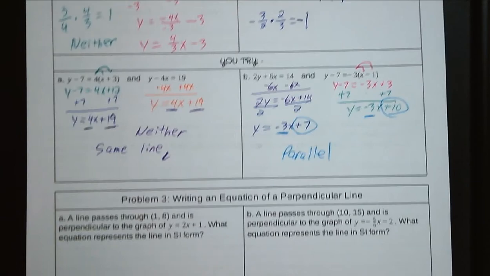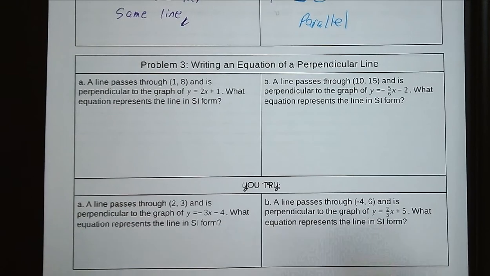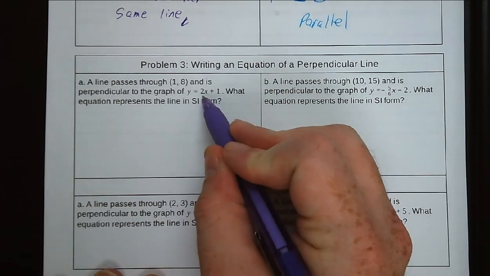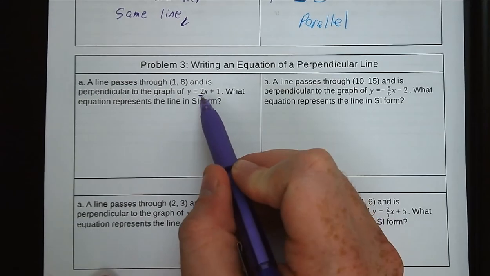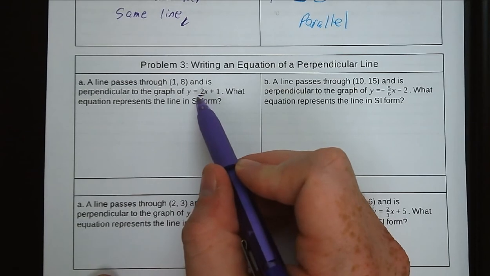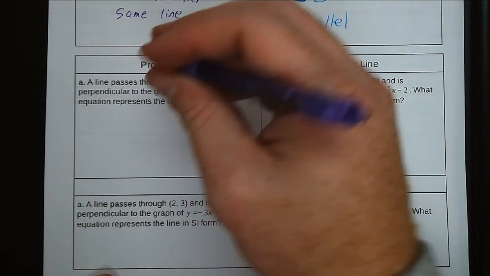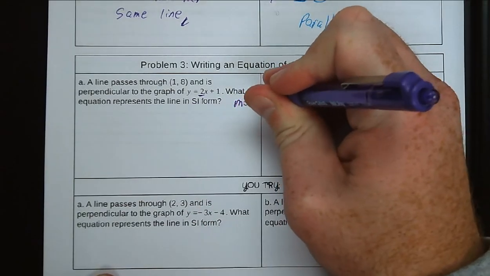All right. So problem number 3 is possibly where you guys are going to get tripped up the most, and it's writing the equation of a perpendicular line. Now, perpendicular lines, remember I said we have the opposite reciprocal for the slope, and we need to start there. So first thing we need to do is figure out what is my opposite reciprocal of my slope. Well, my slope for the equation is 2 because the equation is 2x plus 1. So the opposite of 2 is negative 2, and the reciprocal is negative 1/2. So my slope is going to be equal to negative 1/2.